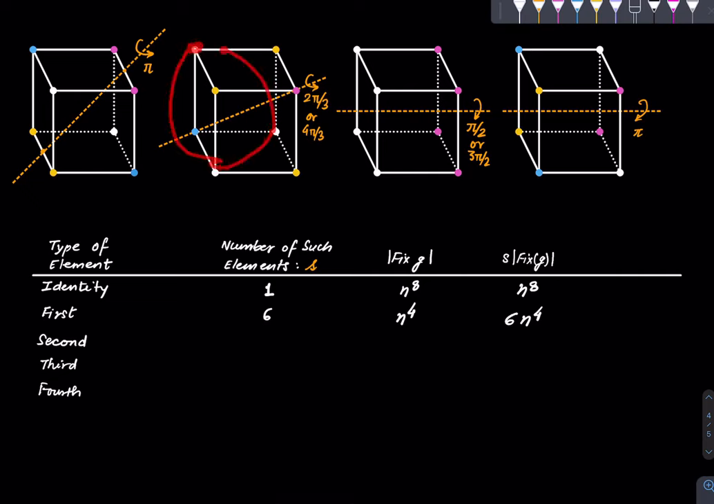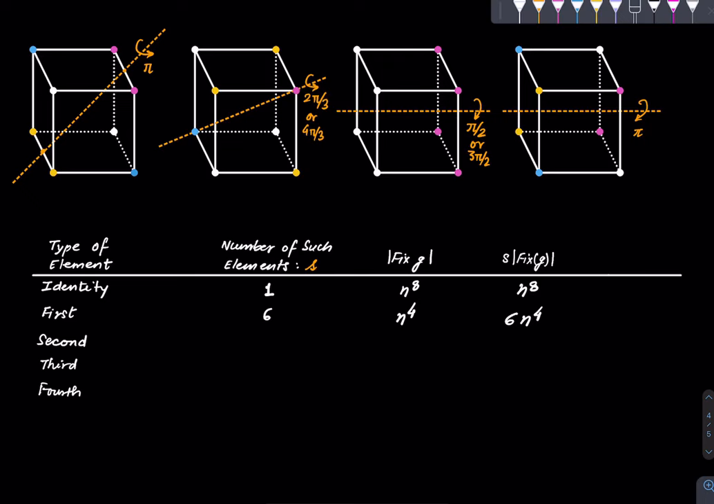The white ones should also receive the same color because they cycle around. And you can put any color here and any color here. So first of all, how many elements of this type are there? Either 2 pi by 3 or 4 pi by 3 is exactly the same analysis.